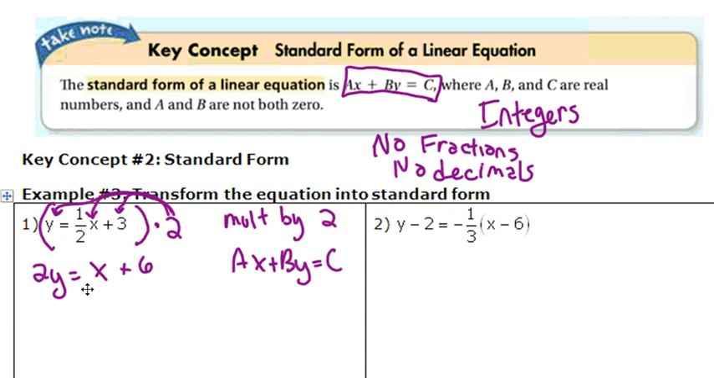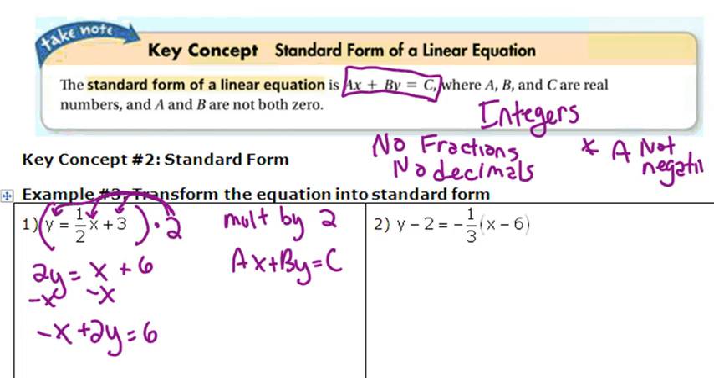Since I'm moving everything over, I am going to subtract x. Now, if you notice, the x goes before the y, so when I write it, I'm going to write negative x plus 2y equals 6. Now there's one more thing about standard form. The A value cannot be negative. So I'm not quite done yet.